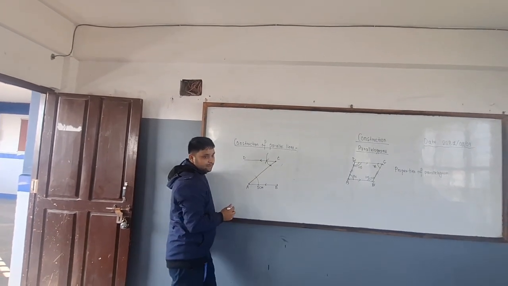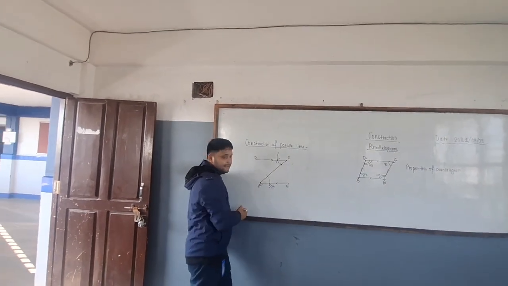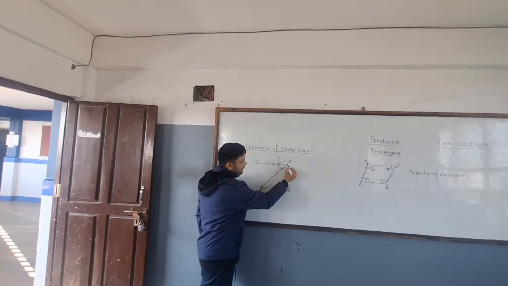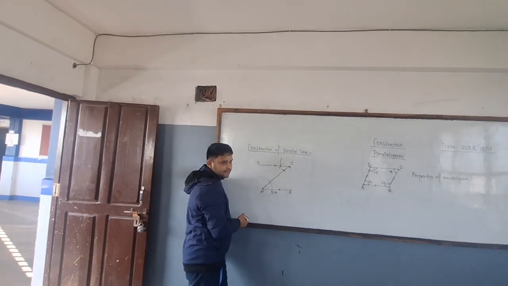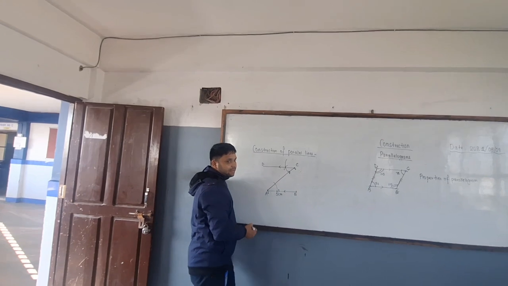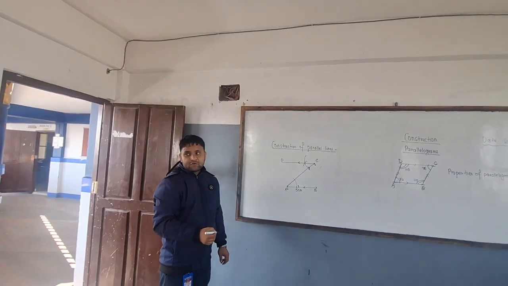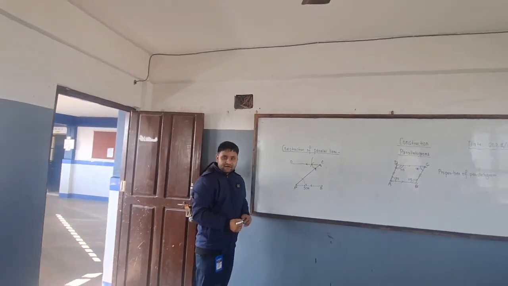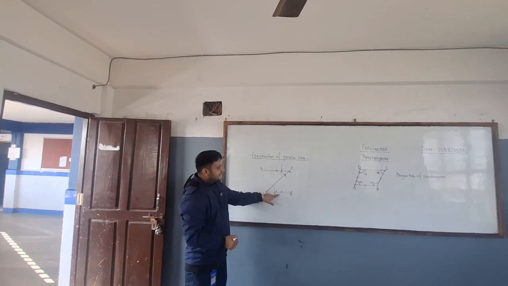Remember, where did you keep your compass at first? At A. Then where did you keep it? At C. Then here at this point. And then here at this point. You have to keep your compass at 4 different places to make the line parallel. Is that understood? Yes, sir. Now this line and this line are parallel.